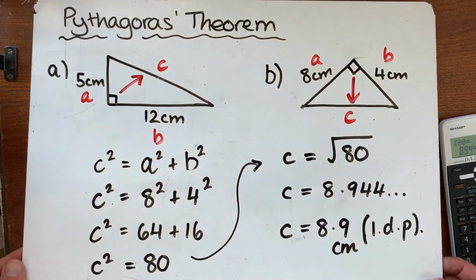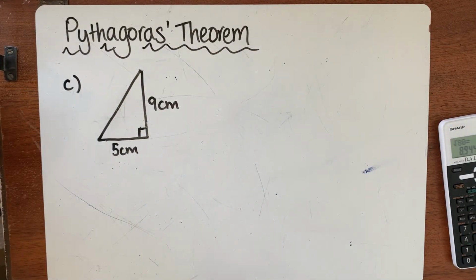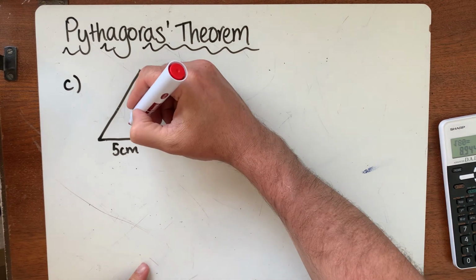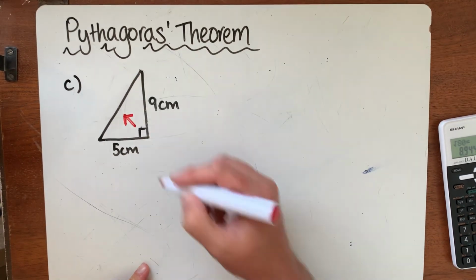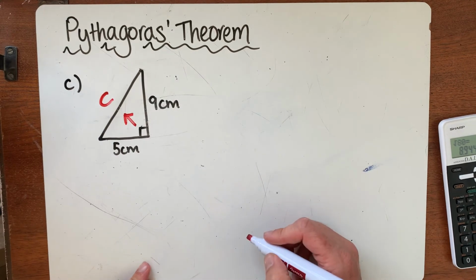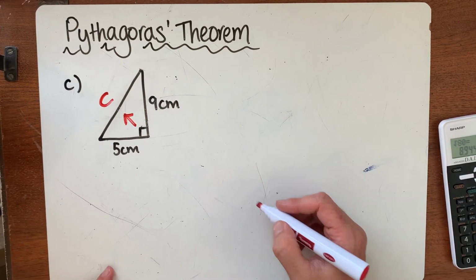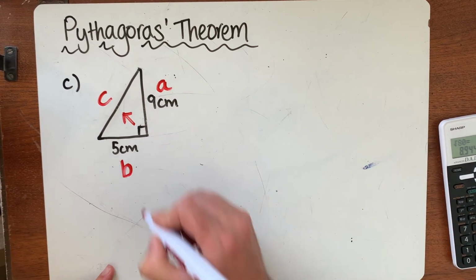Okay, third and final example. Here we are here. I'm going to get this all in one line so you can see exactly what it looks like. First thing I've got to do, label my side. So remember, the only one you've got to get right is c. It's across from the right angle. So here's c over here. Doesn't matter which round we call them a and b. Call this one a this time and this one b.